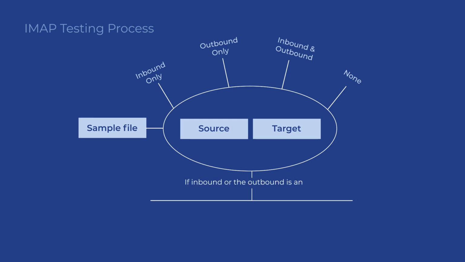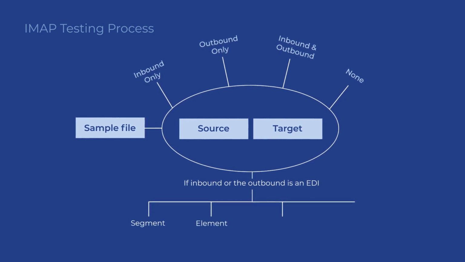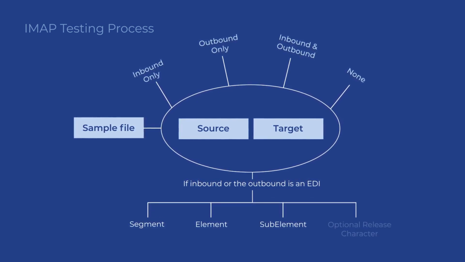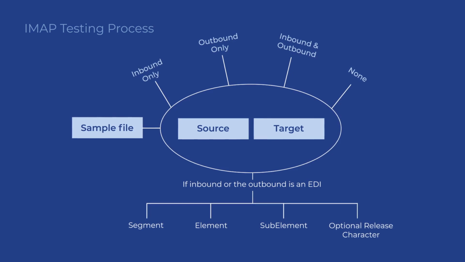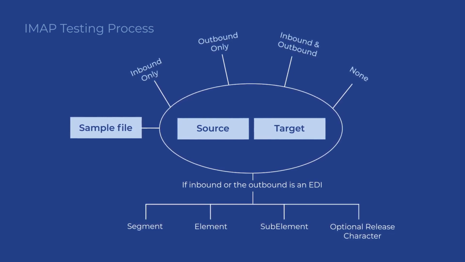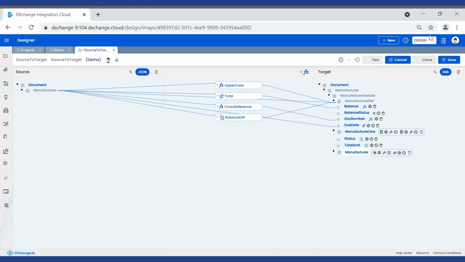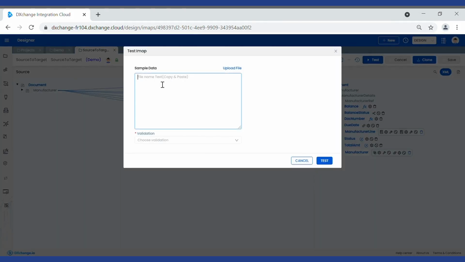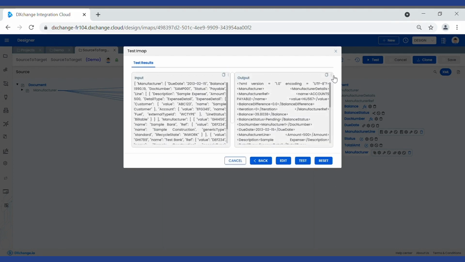If inbound or the outbound is an EDI document, user needs to provide segment, element and sub-element delimiter, and also an optional release character. Once the IMAP is configured, the user will be able to test and validate, and ensure the mapping logic is working as desired.